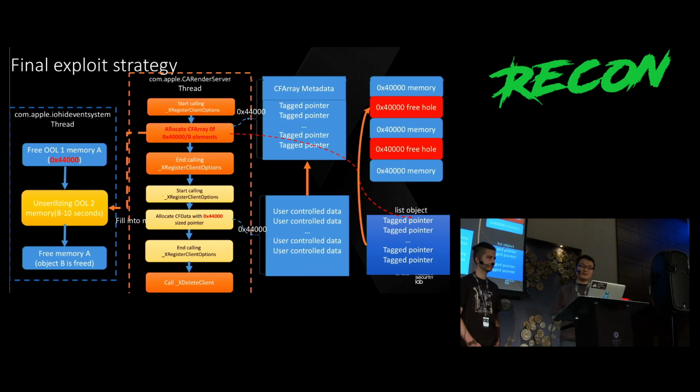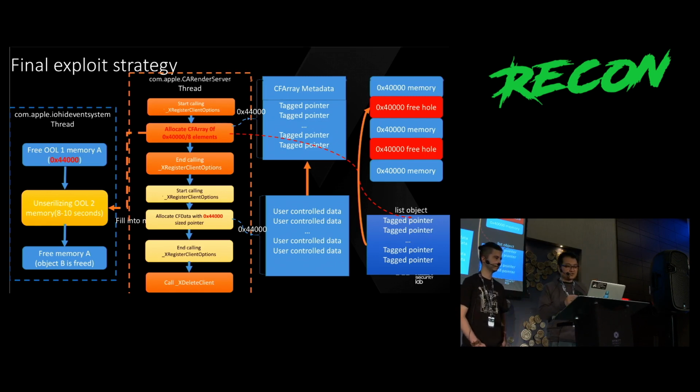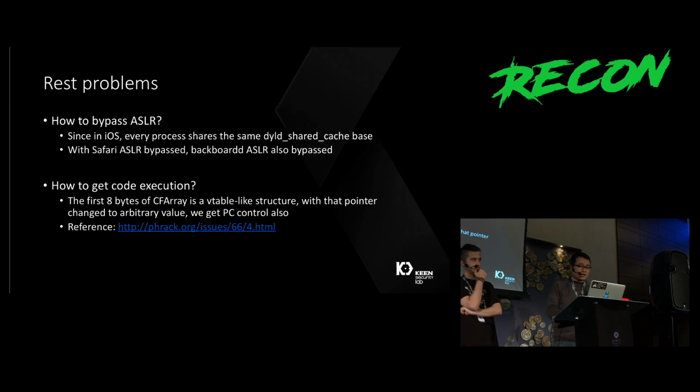So we adjust the exploit strategy and make the final version. And because we pre-allocated a lot of free holes, the list object always fills into the 0x40000 free holes, so that we make sure that our CFData successfully fills into memory A. So after that, we make the code execution, but we still need to consider some problems.